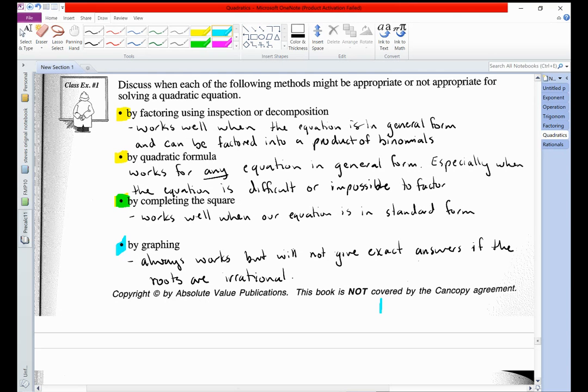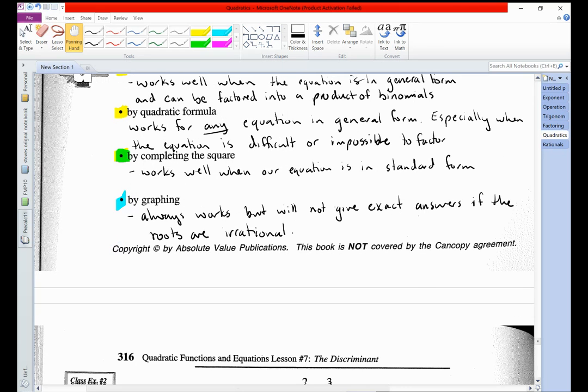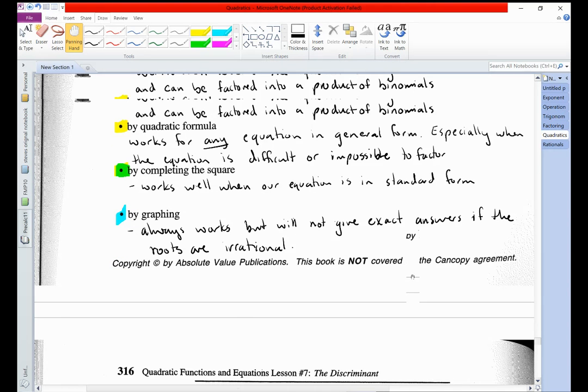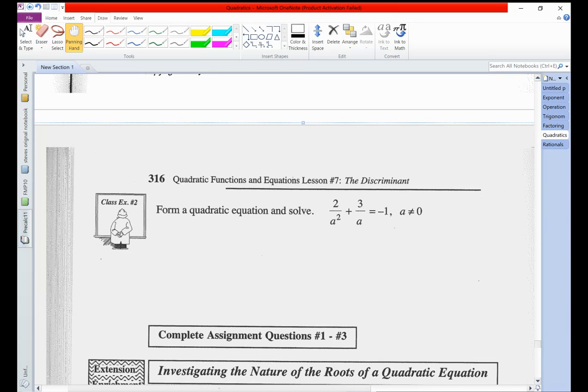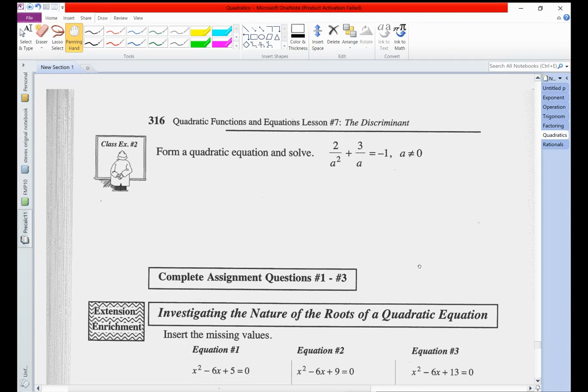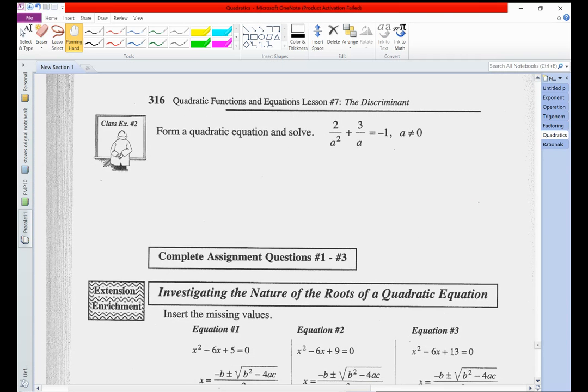All right, so in this lesson, we are going to look at first making sure that we have a quadratic equation. I almost said aquatic equation. That would have been weird. So here you can see that we have our a values in the bottom of these fractions, and that's not what we want. So we want it to look like ax squared plus bx plus c.